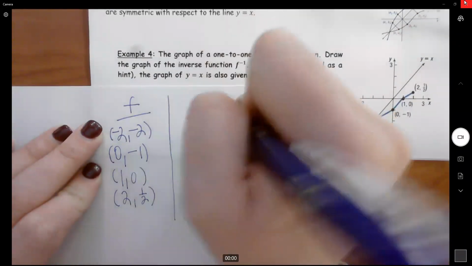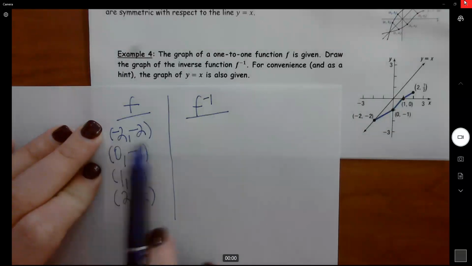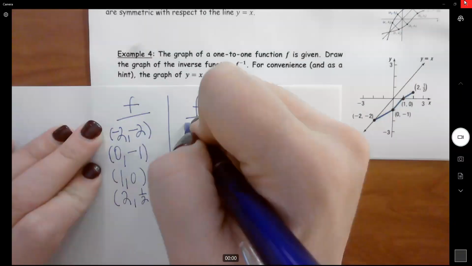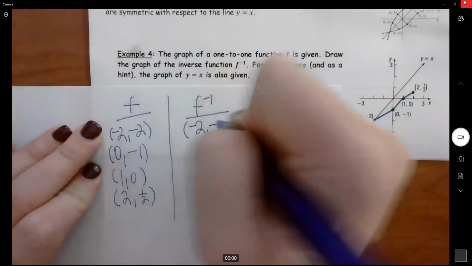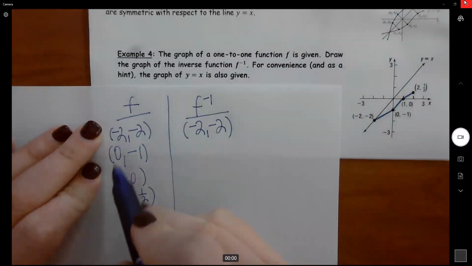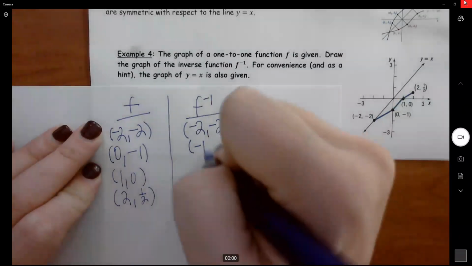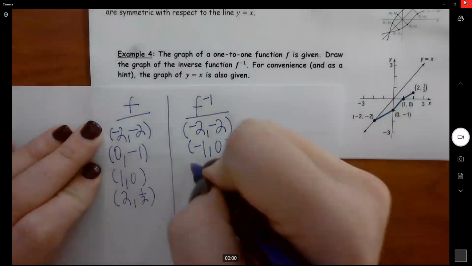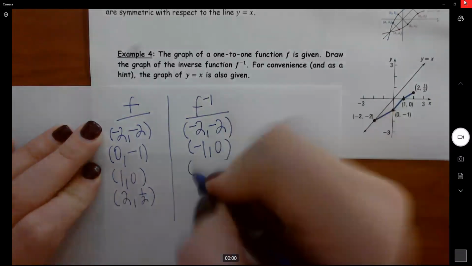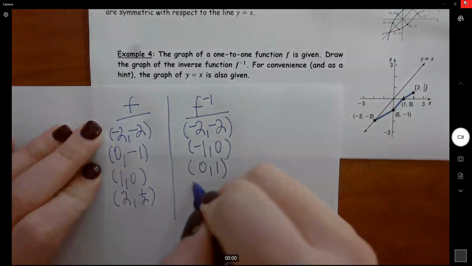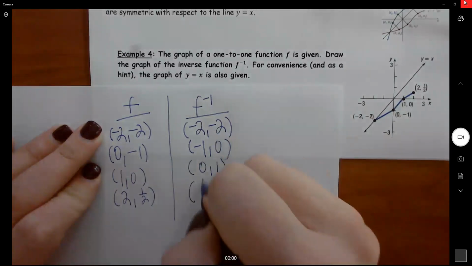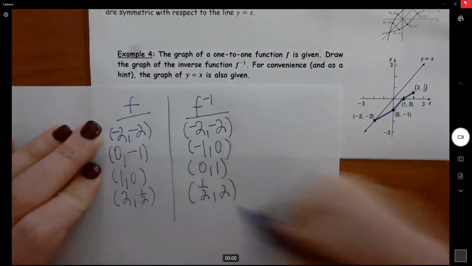So then I know to find my inverse, all I need to do to these x and y coordinates is switch them. So -2, -2 doesn't change, but 0, -1 becomes -1, 0. 1, 0 becomes 0, 1. And 2, 1/2 becomes 1/2, 2.